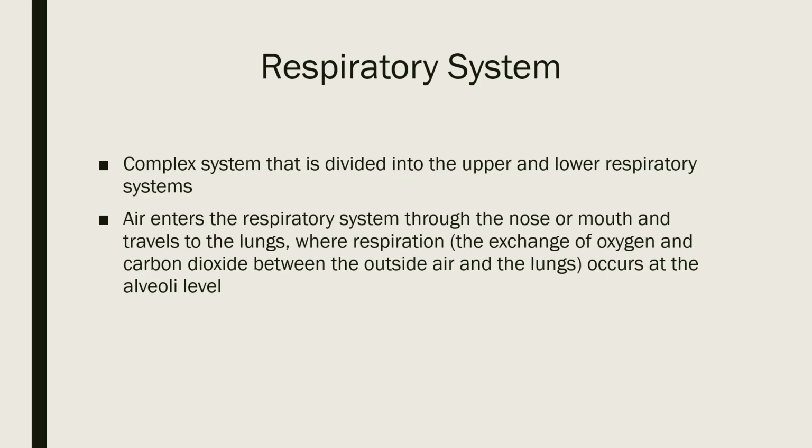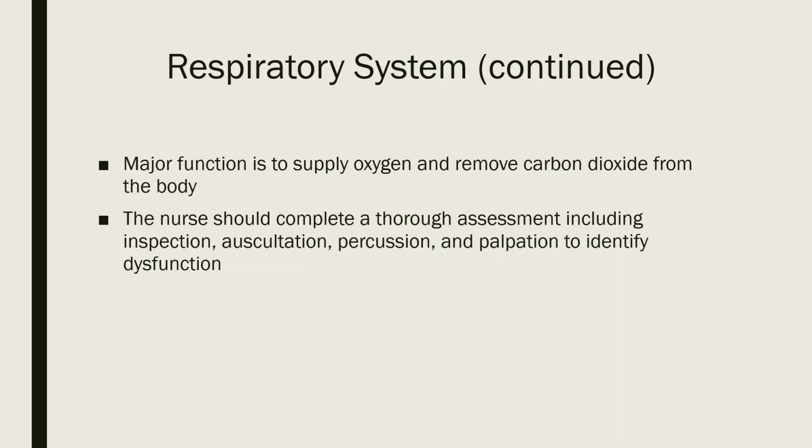So, the respiratory system is a complex system that is divided into the upper and the lower respiratory systems. Air will enter the respiratory system through the nose or the mouth and will travel to the lungs, where respiration is the exchange of oxygen and carbon dioxide between the outside air and the lungs. And this occurs at the alveoli level. So the major function is to supply oxygen and then remove carbon dioxide from the body.